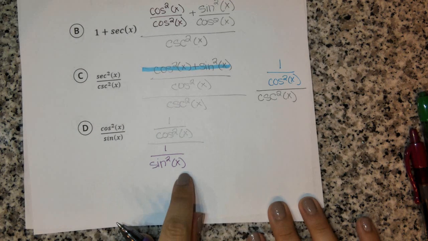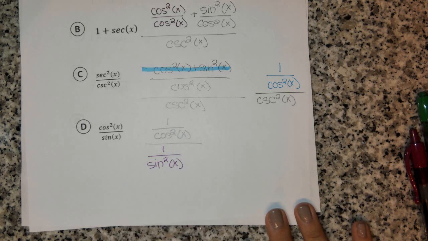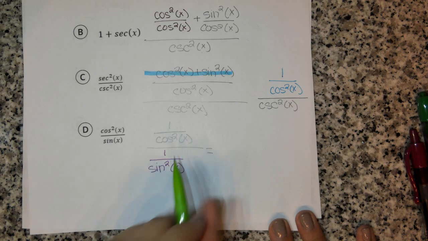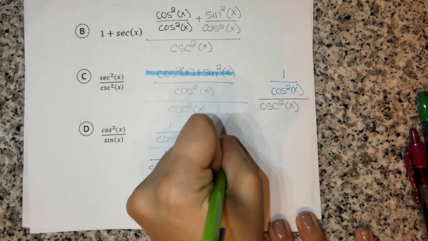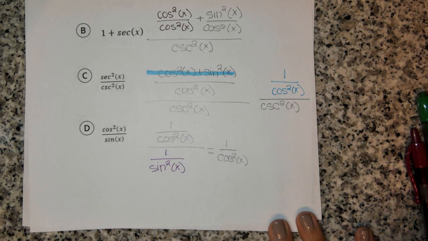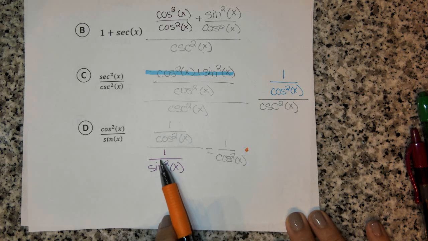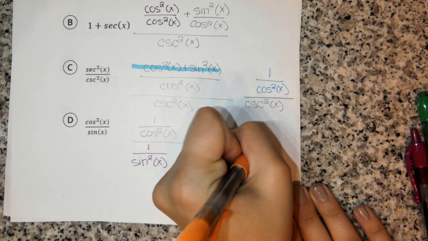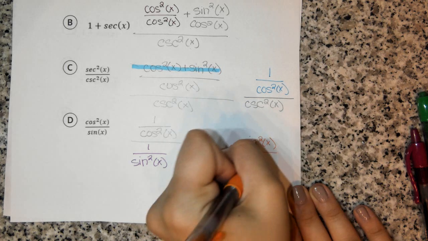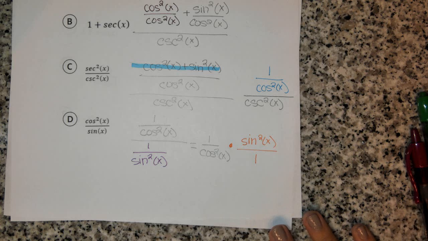Now, we all know we don't like having fractions divided by fractions, so we multiply by the reciprocal, or keep, change, flip. What that means is we keep this first one the same. It's going to say 1 over cosine squared of x. We change from division to multiplication. And we flip this, or we make it the reciprocal, so sine squared of x over 1. And then we just multiply straight across because they are fractions.